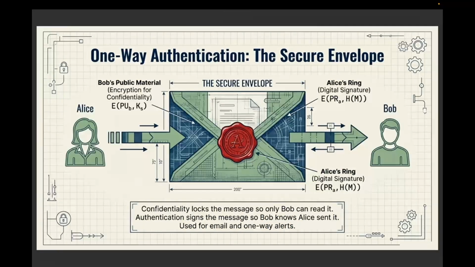So now let's discuss one-way authentication. This is commonly used in email systems. Alice can send a secure message to Bob. For that, she needs to do two things. First is confidentiality. She needs to encrypt the message using Bob's public key so that only Bob can decrypt it. Second is authentication. She will sign the message using her private key. So Bob verifies the signature using Alice's public key. This is like sending a sealed envelope with a wax seal. Encryption protects secrecy and the digital signature proves identity. This model is used in secure email and digital alerts.